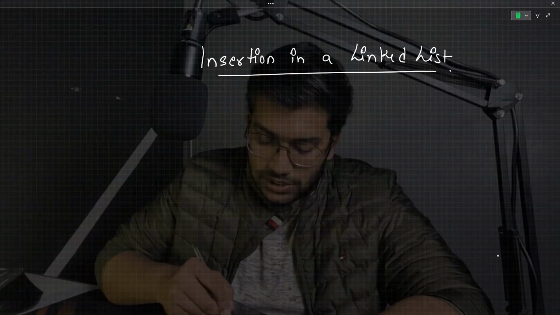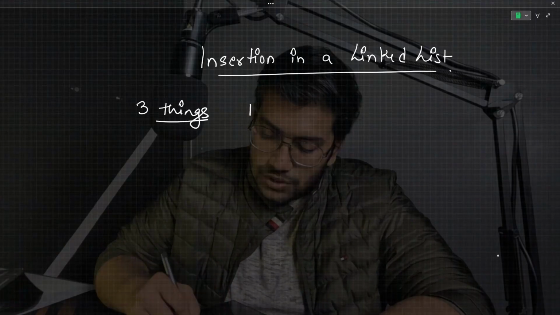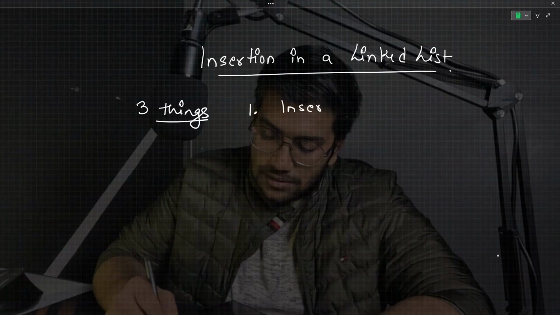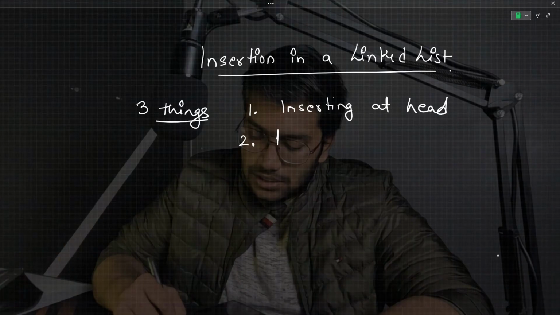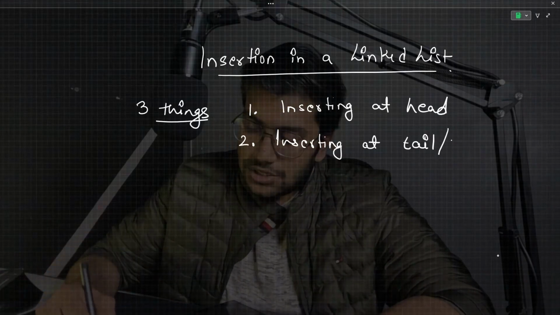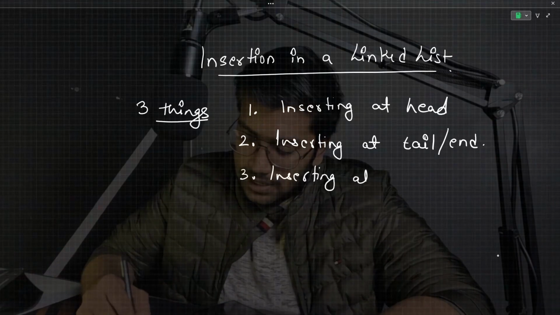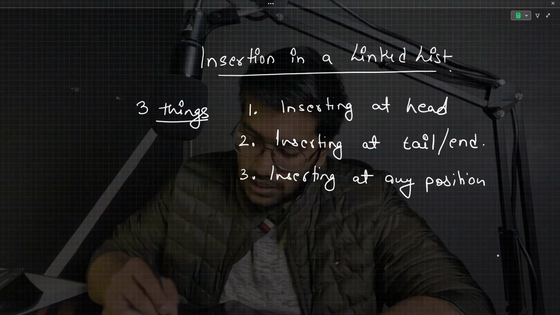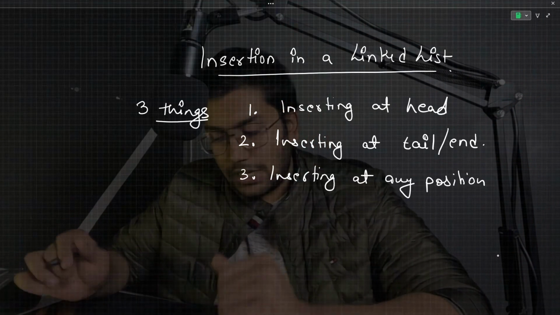So let's get started with insertion. There are three things we need to cover in this. The first one is inserting at head. The second one is inserting at tail, or the end of the list. And the third would be inserting at any position. These three are the major cases, and that would complete your insertion in a linked list.